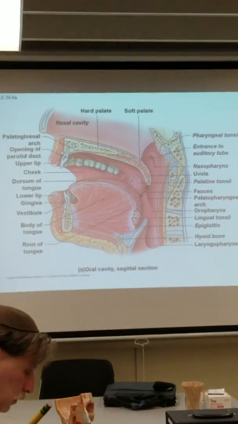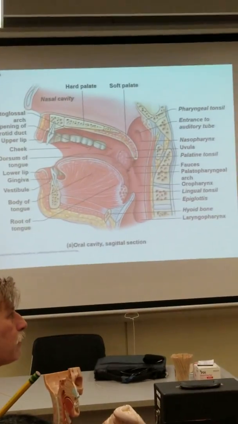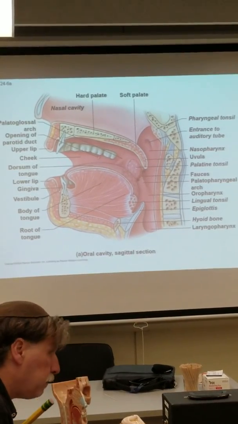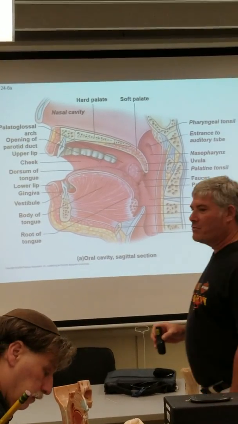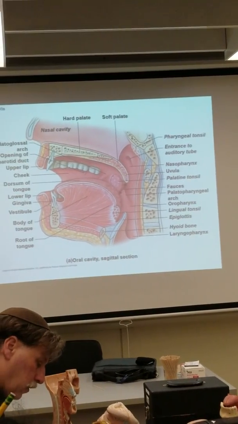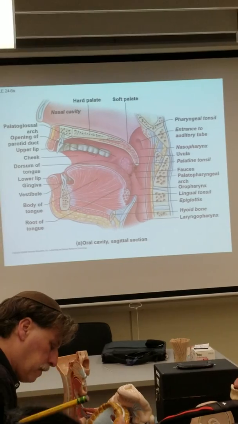Your digestive tract goes from your lips, guys, all the way down to your hips, okay? Now, the digestive system is broken down into primary organs and accessory organs, okay?